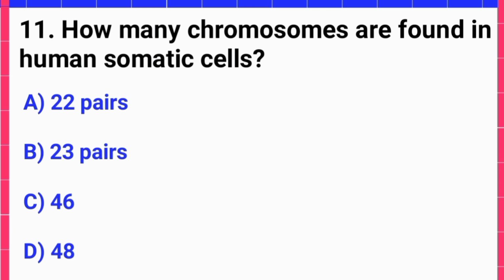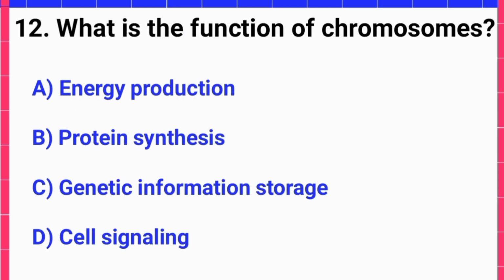Question number 11. How many chromosomes are found in human somatic cells? The right answer is option B. 23 pairs. Question number 12. What is the function of chromosomes? The right answer is option C. Genetic information storage.